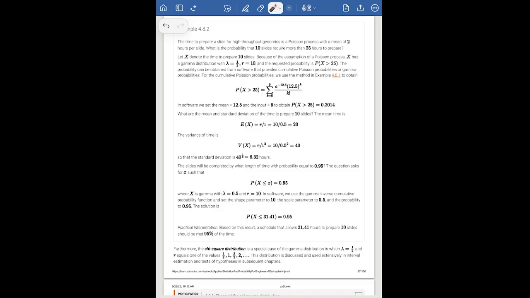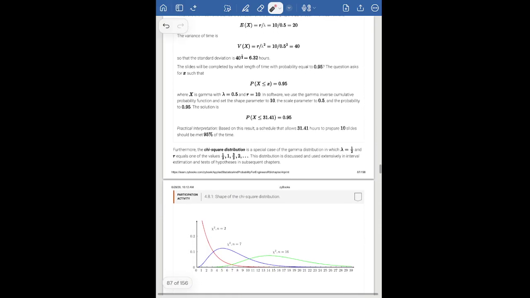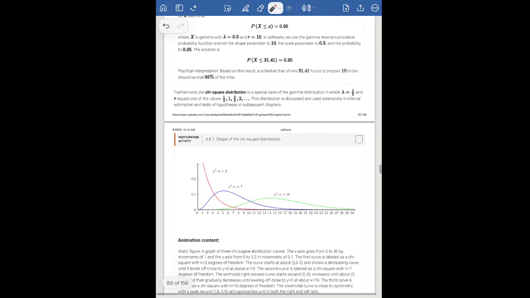In this case, they're using a genomics application where they're preparing a slide for high throughput genomics in a Poisson process with a mean of 2 hours per slide. So keep in mind, we're again dealing with processes that are Poisson in nature. Again, that tends to be a common theme in this section when we're dealing with these related families of distributions.